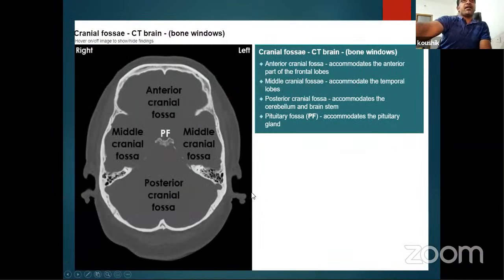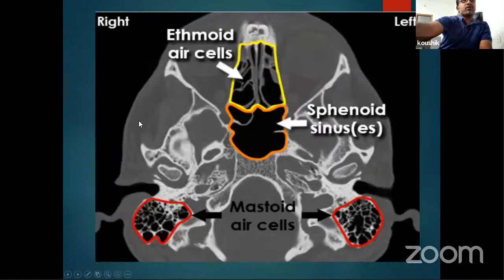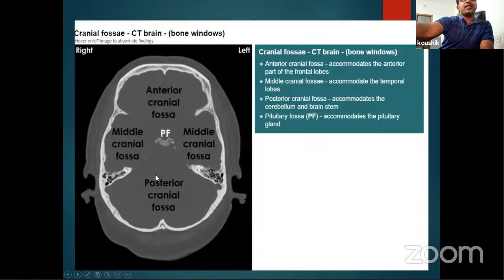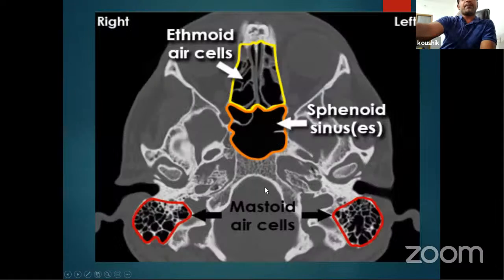Then if we go into the anatomy, here is a bone window of the base of skull showing anterior cranial fossa, middle cranial fossa, and the posterior cranial fossa. The anterior cranial fossa usually accommodates the frontal lobes. The middle cranial fossa accommodates the temporal lobes, and the posterior cranial fossa accommodates the cerebellum and the brainstem. And here comes the pituitary fossa, the smaller one, which accommodates the pituitary gland.